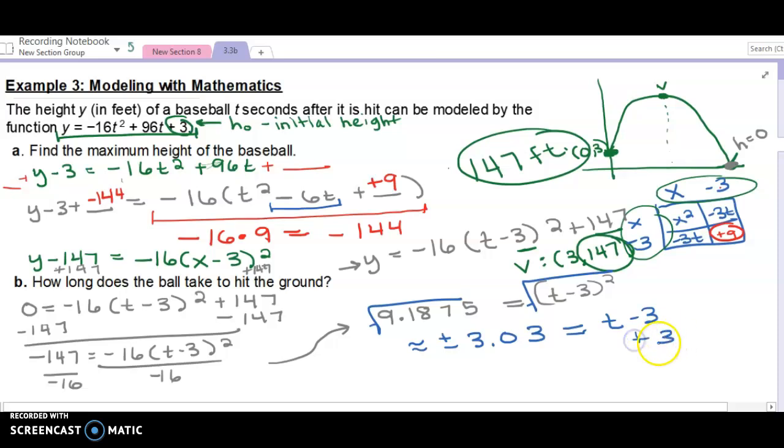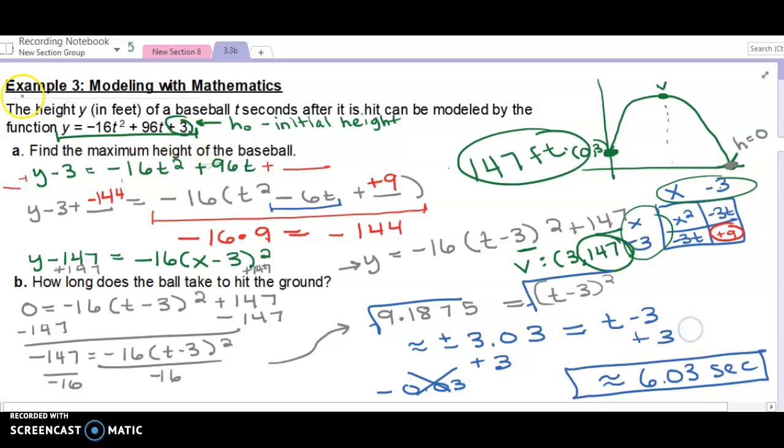Then if I add 3 to both sides, notice on one I get negative 0.03 is my answer. I'm not going to have a negative time, so that doesn't matter. So it's just going to be 3.03 plus 3, which is approximately 6.03 seconds. That's when it's going to hit the ground.